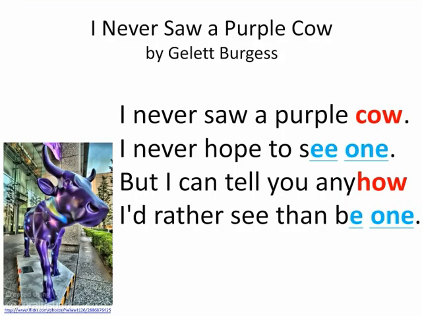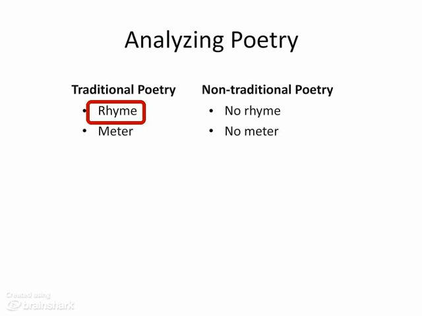Rhyme is the repetition of a sound or sounds at the end of a word or a number of words. In our poem, we have the repetition of the sound ow in the words cow and anyhow. We also have the repetition of the sound ee in the words see and be. So our poem has rhyme, which would make it a traditional poem.